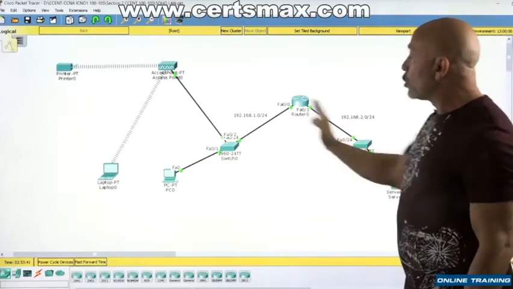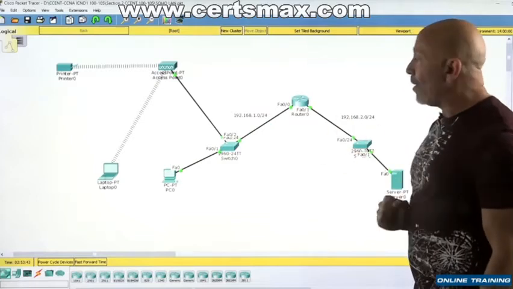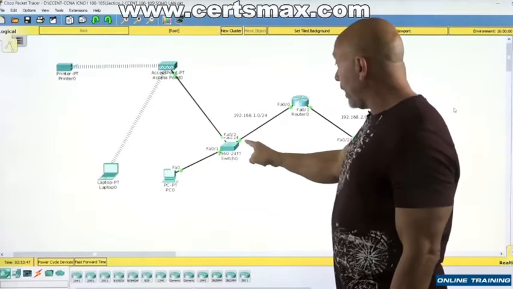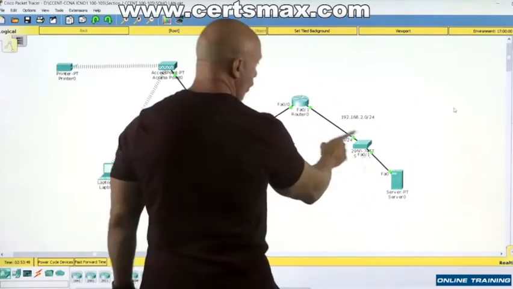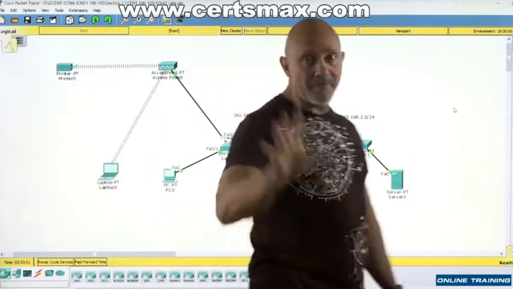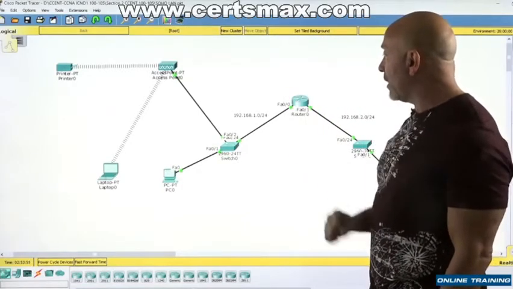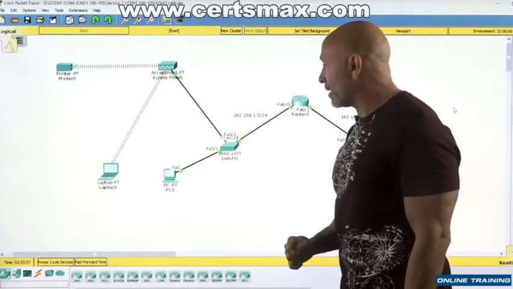So we have two broadcast domains. How many collision domains? Well, we have 1, 2, 3, 4, 5. We have 5 collision domains, okay? 5 collision domains and 2 broadcast domains.